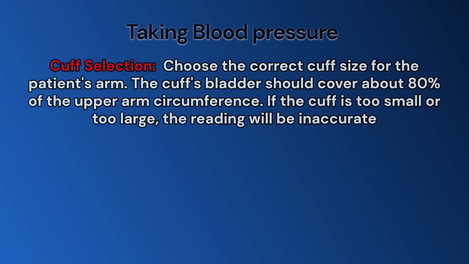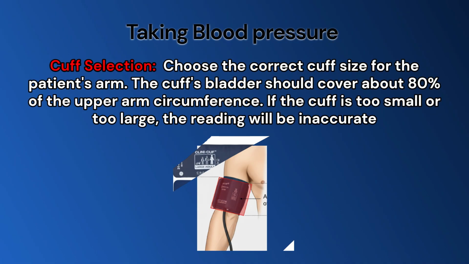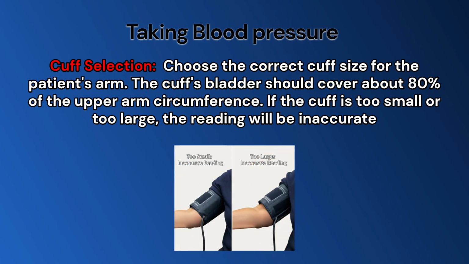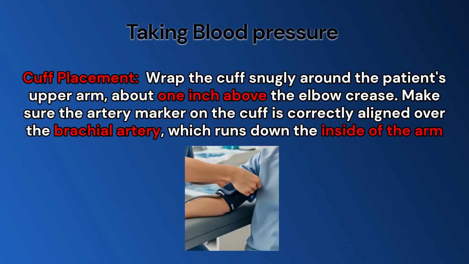Cuff selection. Choose the correct cuff size for the patient's arm. The cuff's bladder should cover about 80% of the upper arm circumference. If the cuff is too small or too large, the reading will be inaccurate. Cuff placement. Wrap the cuff snugly around the patient's upper arm, about 1 inch above the elbow crease.